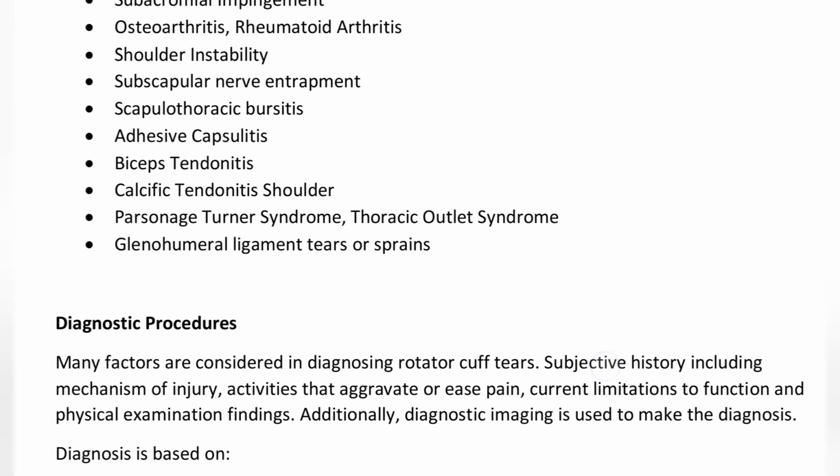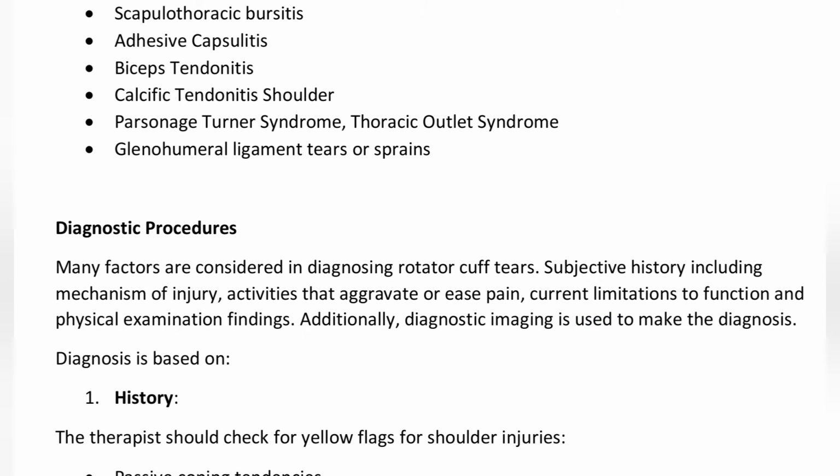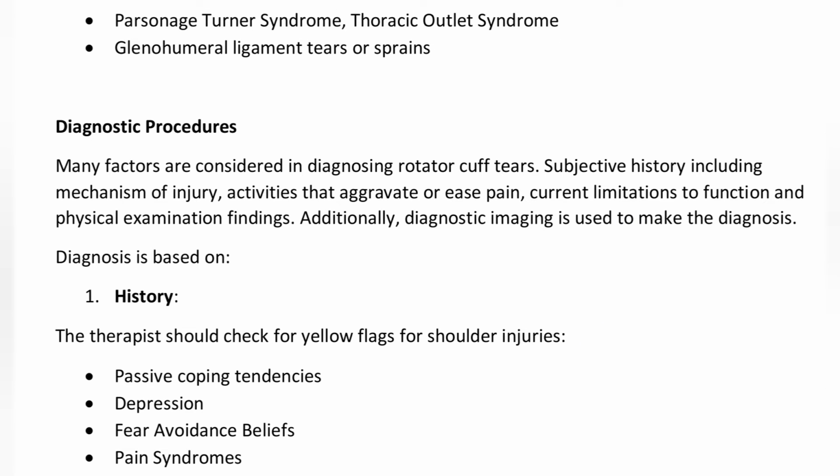What are the diagnostic procedures? Many factors are considered in diagnosing a rotator cuff tear. Subjective history includes mechanism of injury, activities that aggravate or relieve the pain, the current limitation to function, and the physical examination findings. Additionally, diagnostic imaging is used to make the diagnosis. Diagnosis is based on, number one, history. The therapist should check for yellow flags for shoulder injury.